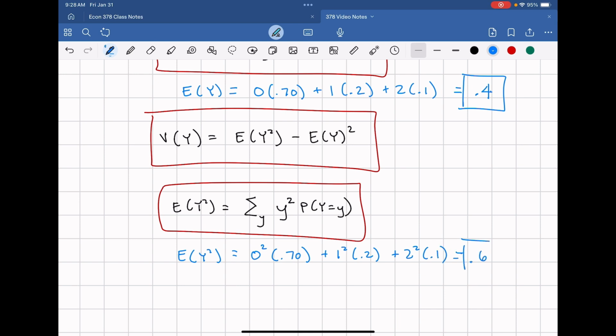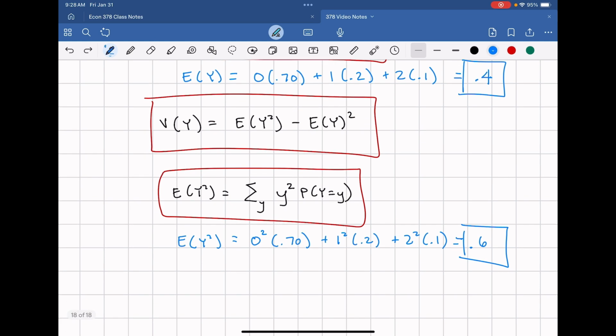And you might think, oh, that's our answer. But hold on, not yet. That is only the first part of this answer. We now need to subtract off the expected value of y, the expected value of y quantity squared. So that's where now we get the variance of y is equal to the expected value of y squared minus the square of the expected value, which is 0.4 squared. So in this case, the variance of y is equal to 0.44.